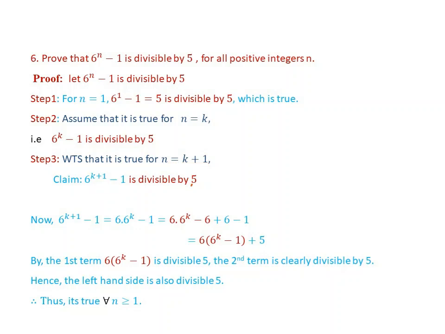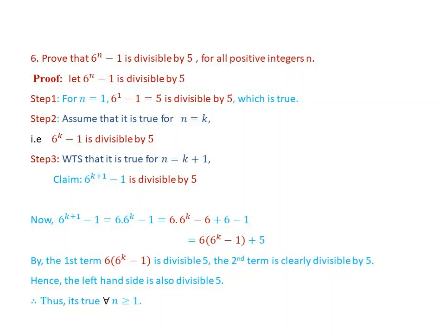This is our aim. Now see, let us start from the left hand side of our claim, that means 6 to the power of k plus 1 minus 1. 6 to the power of k plus 1 minus 1 is 6 times 6 to the power of k, minus 1. Since we can add 0, let us write it like this: 6 times 6 to the power of k minus 6 plus 6, where this minus 6 plus 6 is 0, minus 1 itself.